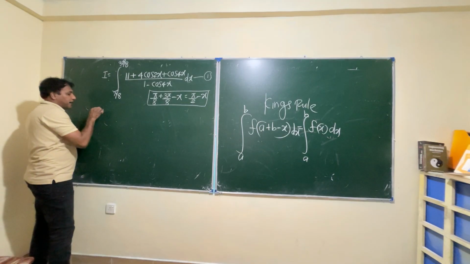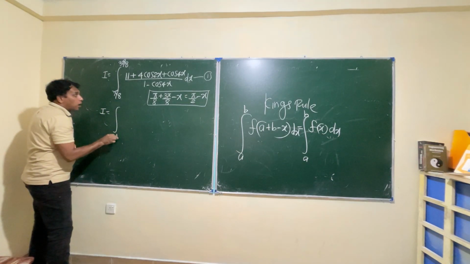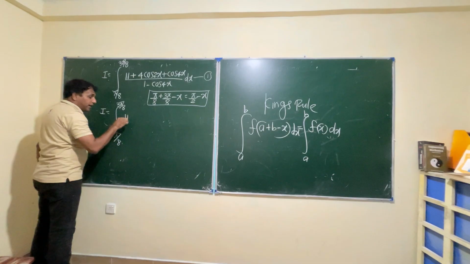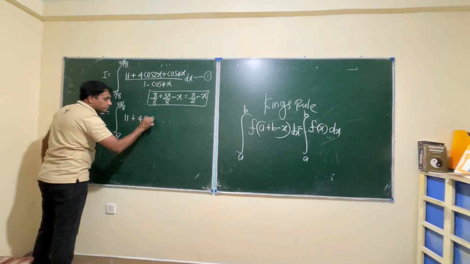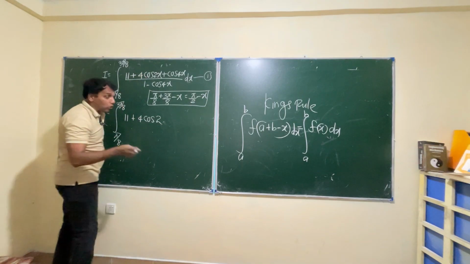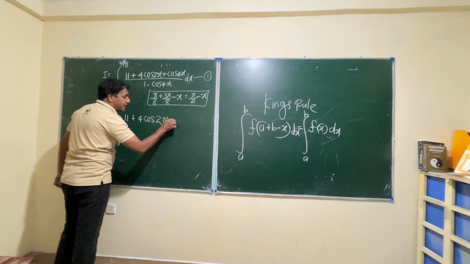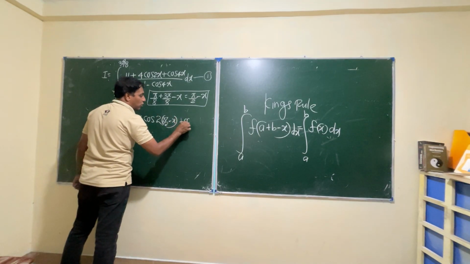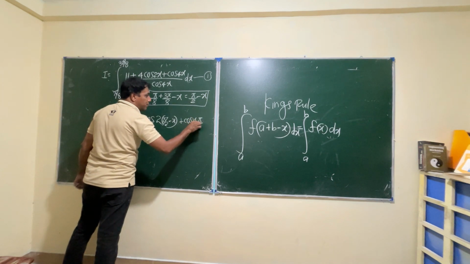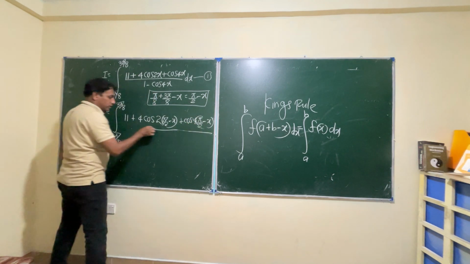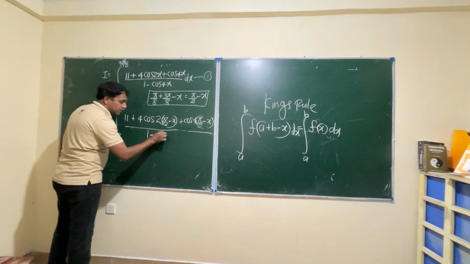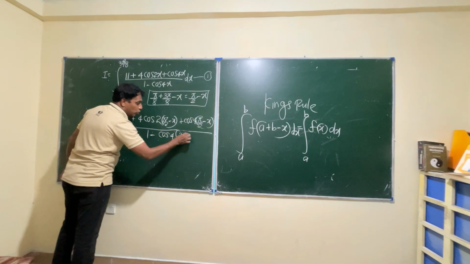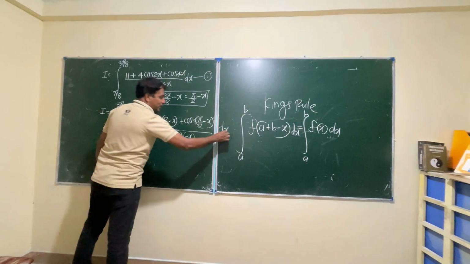So I equals the integral with boundaries pi over 8 to 3 pi over 8, of 11 plus 4 cos 2 times pi by 2 minus x, plus cos 4 times pi by 2 minus x, over 1 minus cos 4 times pi by 2 minus x, all integrated with respect to x.